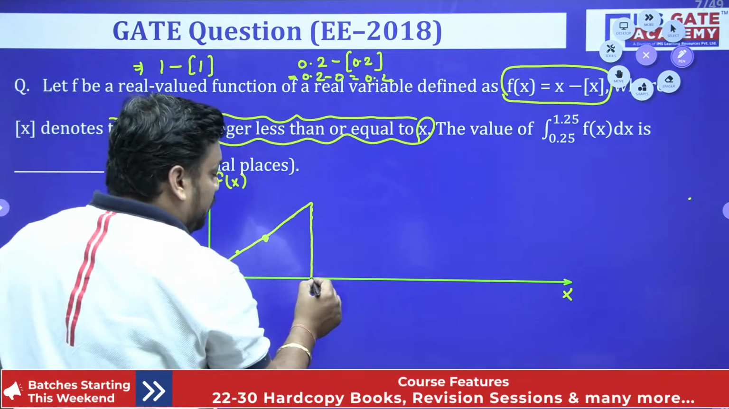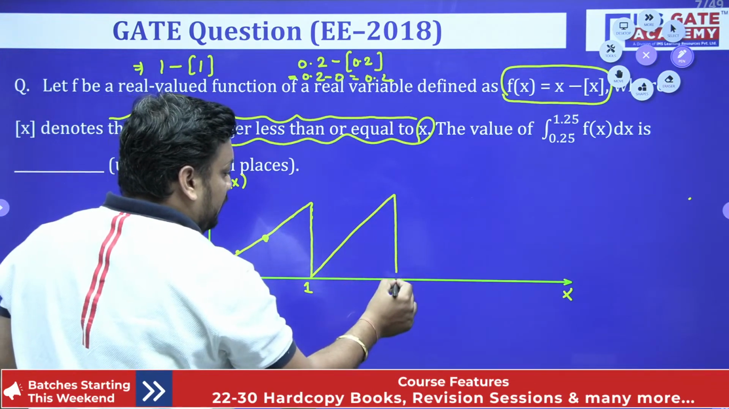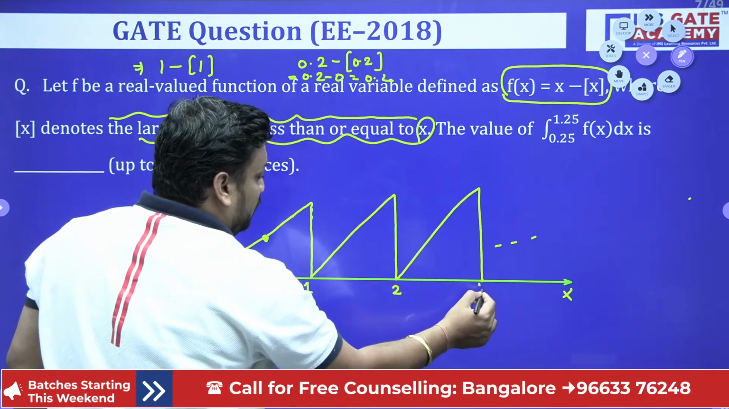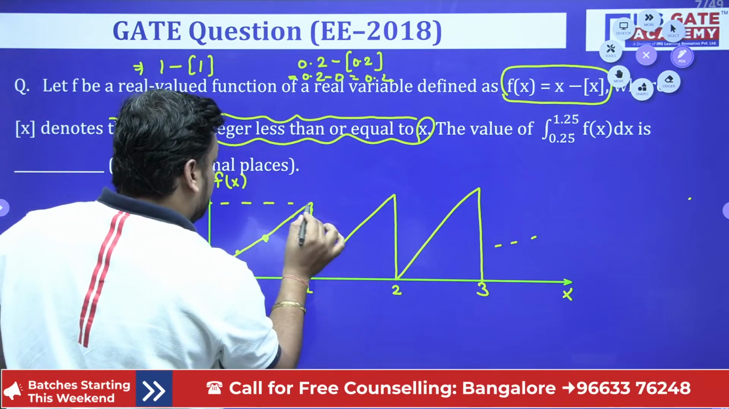Similarly at 1.2 the diagram will remain the same. So like this, it will continue in nature. So 1, 2, 3 and so on, and the magnitude is nothing but 1.